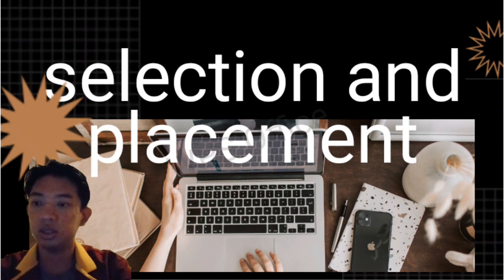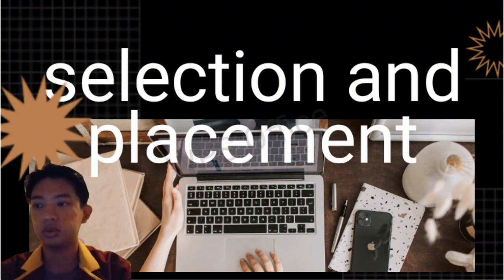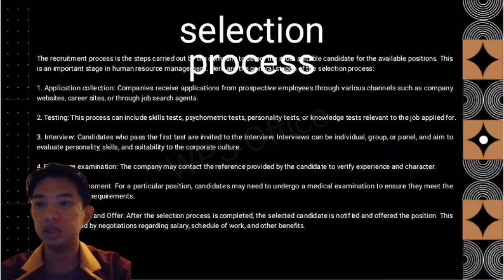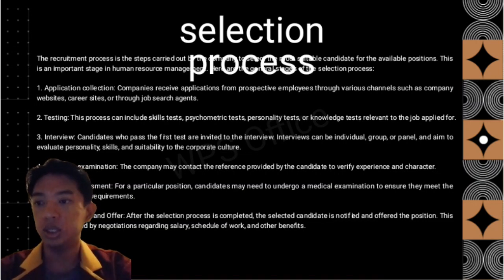Here I will explain material about selection and placement. Selection process. The selection process is the steps carried out by the company to select the most suitable candidate for the available position. This is an important stage in human resource management.